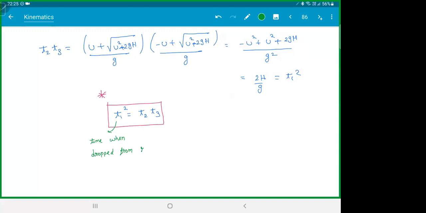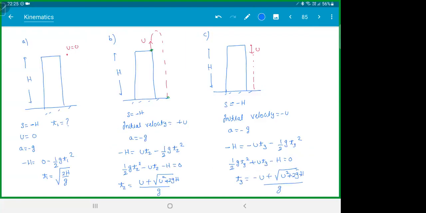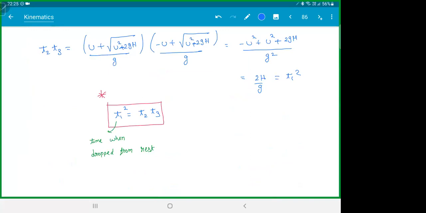That's nice. T1 is the time when you drop from rest. Do have a look at this, quite an important result. So the main mistake people make now is they think when you throw up, displacement is plus. Displacement is initial to final. That's what it is. Please check.